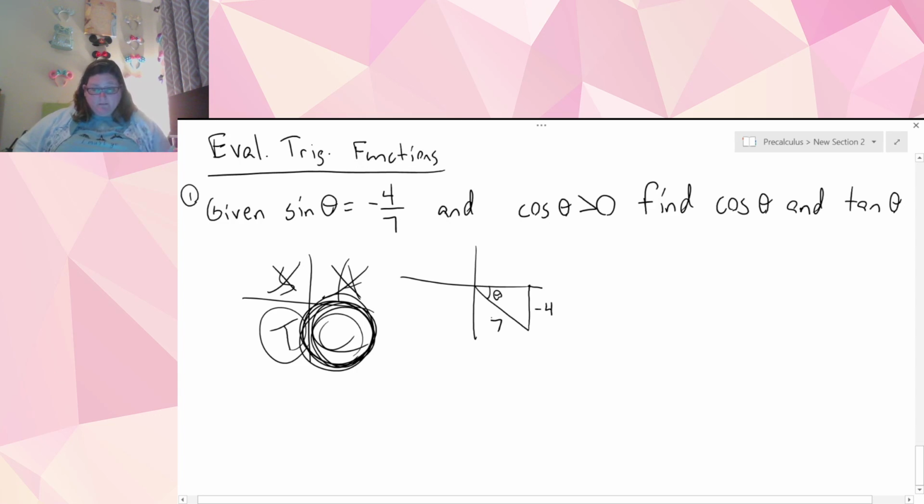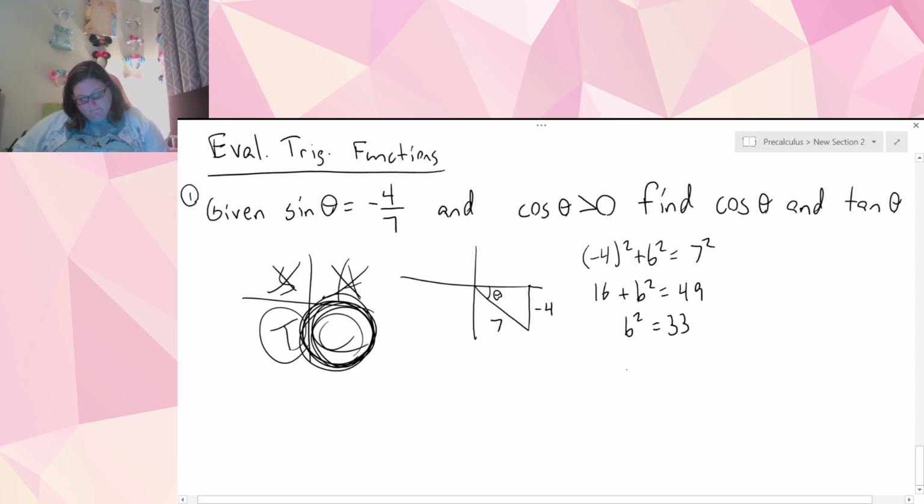So now what I'm going to do is use the Pythagorean theorem to find the third side, so that way I can calculate cosine and tangent. So I'm going to do negative 4 squared plus b squared equals 7 squared. So I get 16 plus b squared equals 49. And when I subtract 16 from 49, I get 33, so b squared equals 33, which means that b is going to be equal to the square root of 33. So this side is the square root of 33.